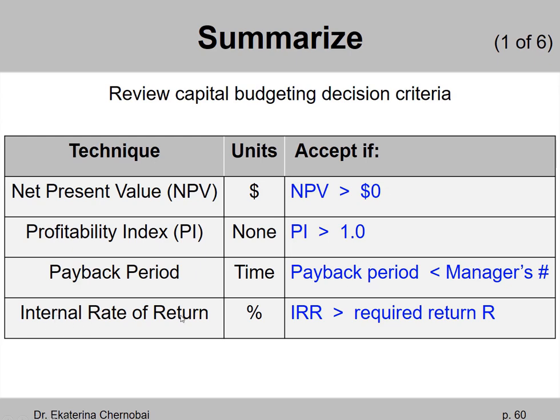And finally, the internal rate of return approach. What we calculate is a discount rate. It's in percent. And it's a special discount rate that makes us break even. The NPV is exactly equal to 0. And the rule is you calculate the IRR and then you simply compare it with what's required for this project. If it's higher than what's required, then the project should be accepted.